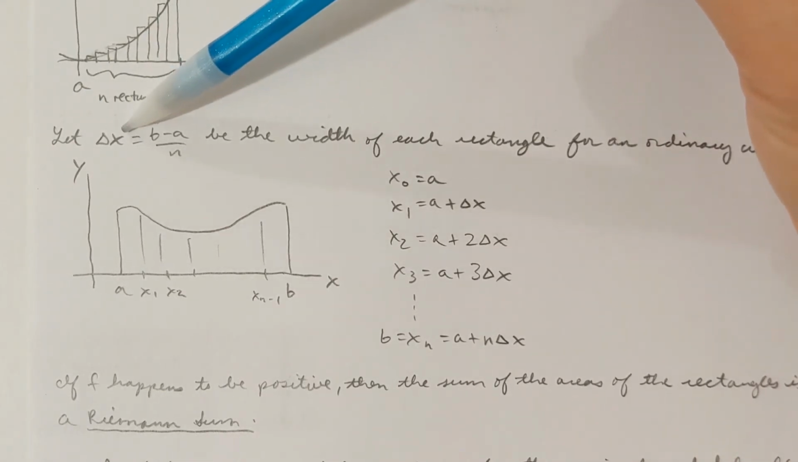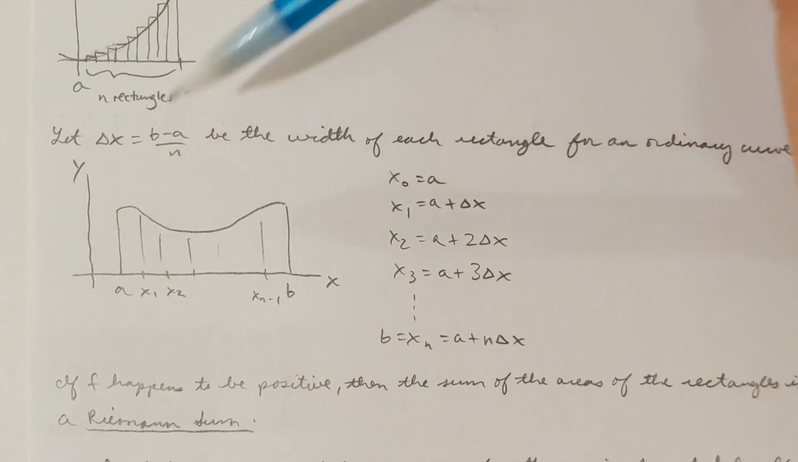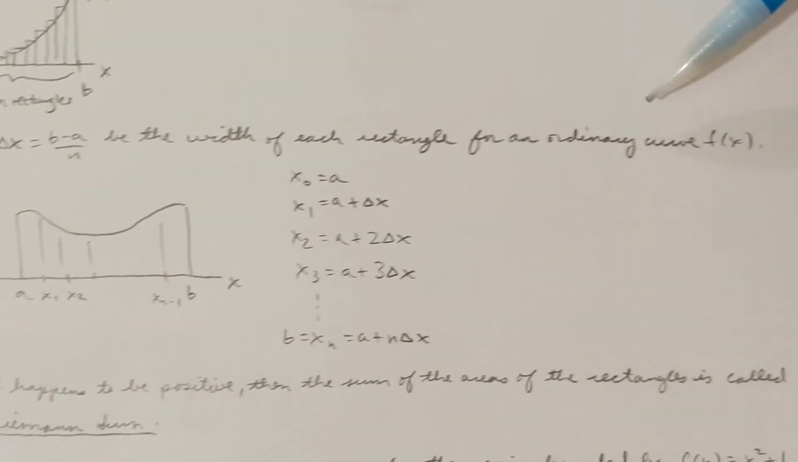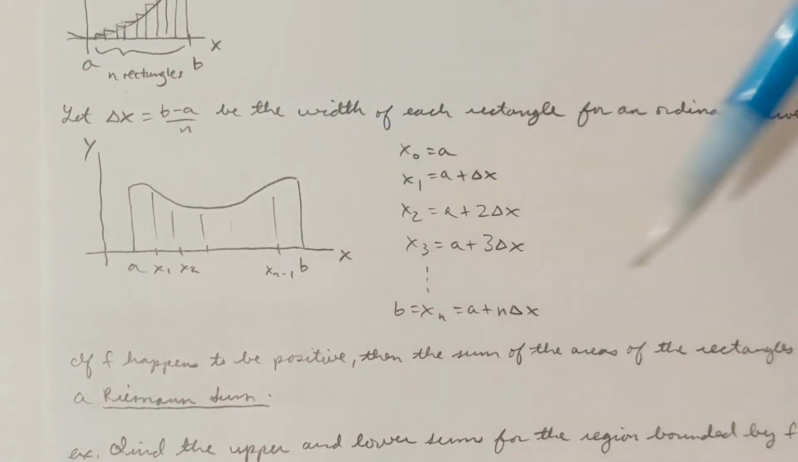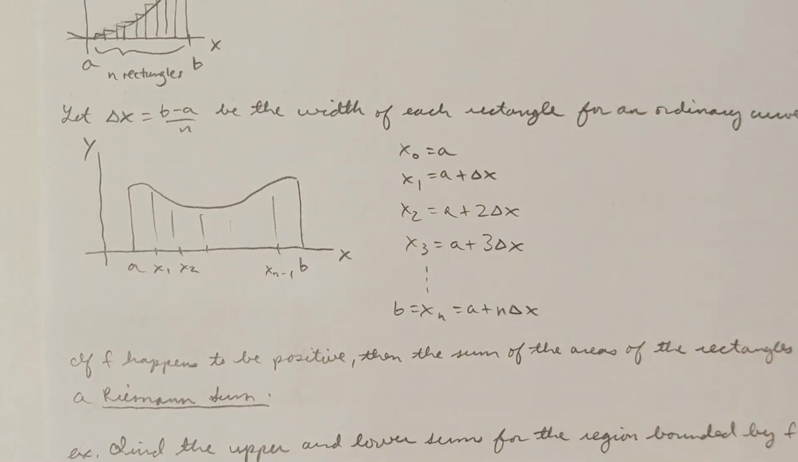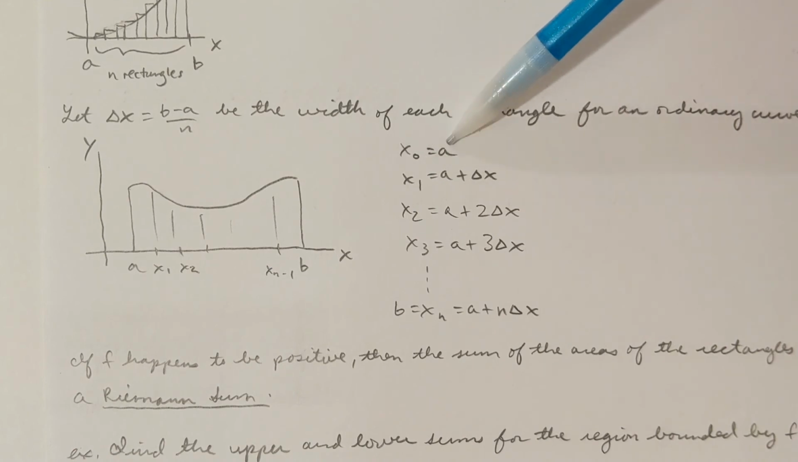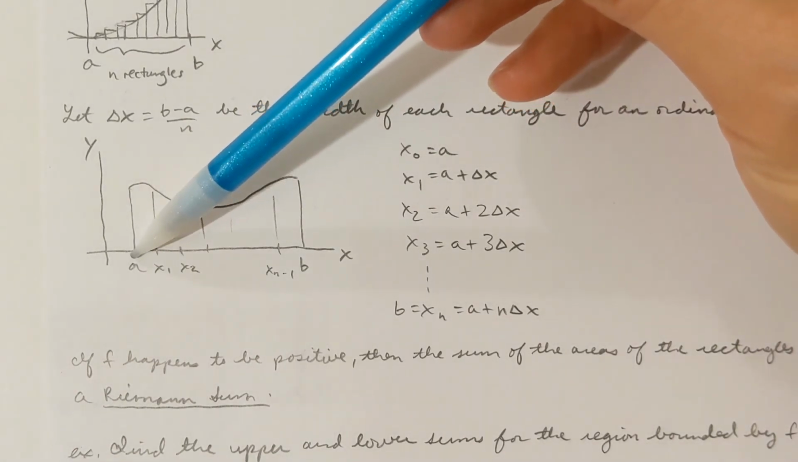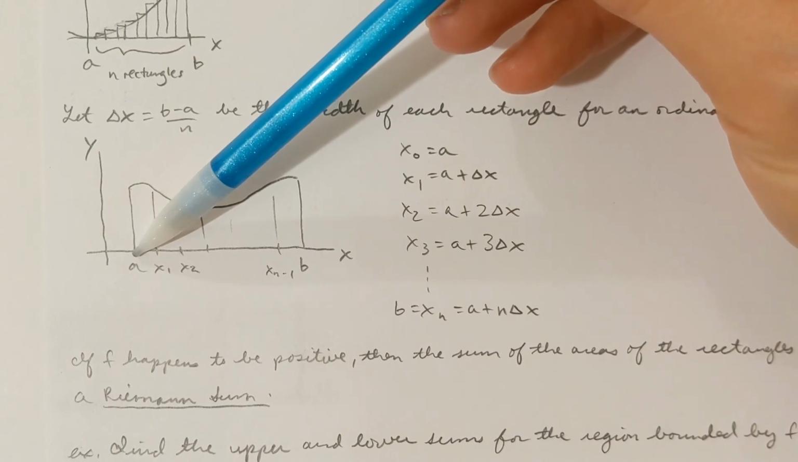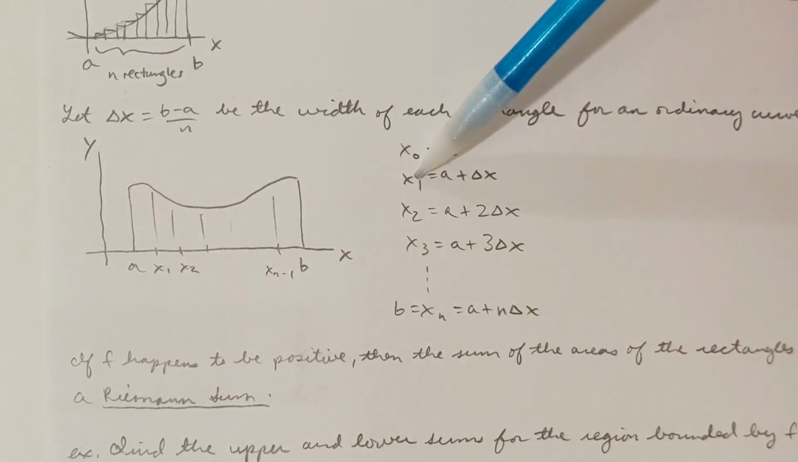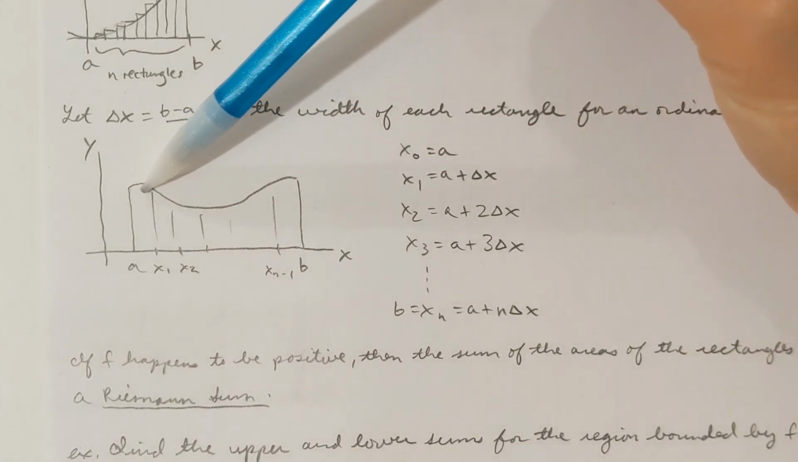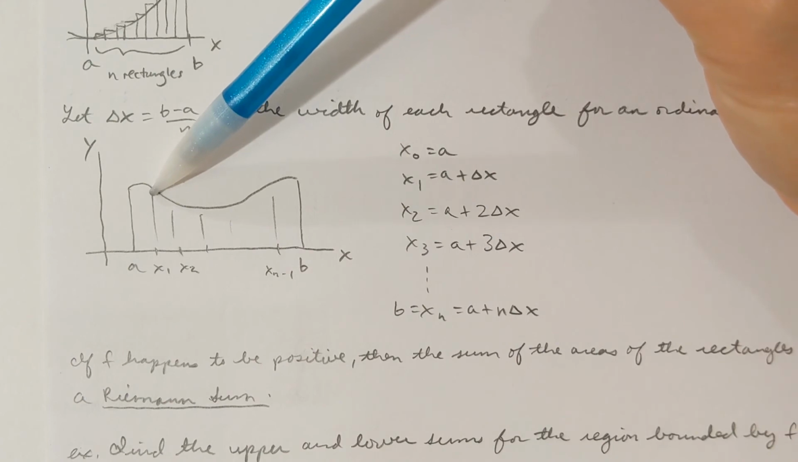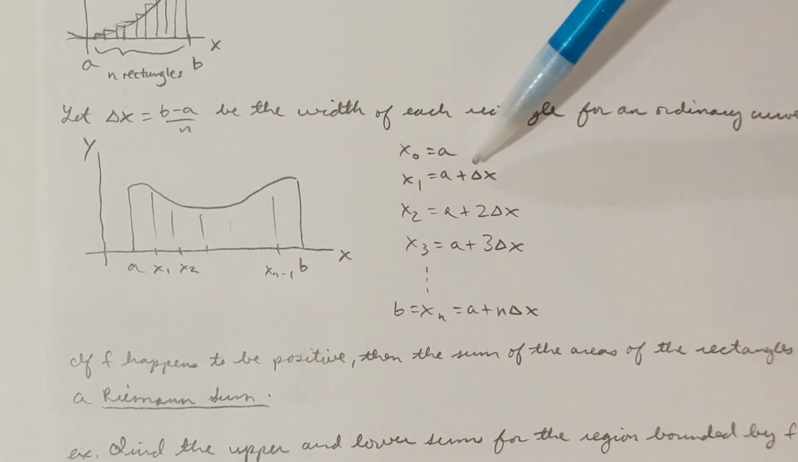Let's let delta x equal b minus a over n be the width of each rectangle for an ordinary curve f of x. A is your start point, B is your end point. N is the number of rectangles that you desire to have. X sub 0 is always going to be the same value as your start point. X sub 1, if you're using right endpoints, let's say, your first right endpoint would occur at 1 increment of the width away from your start point. The width is delta x.